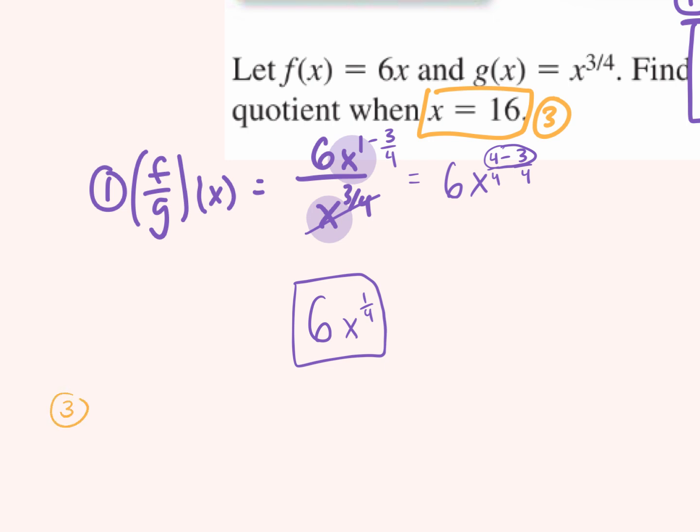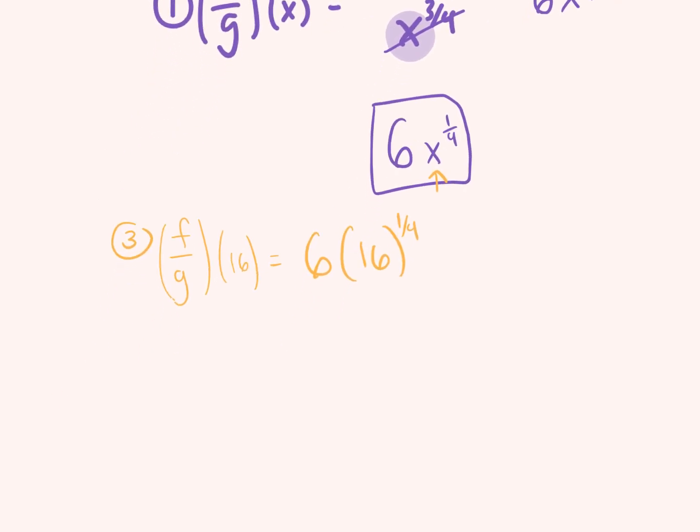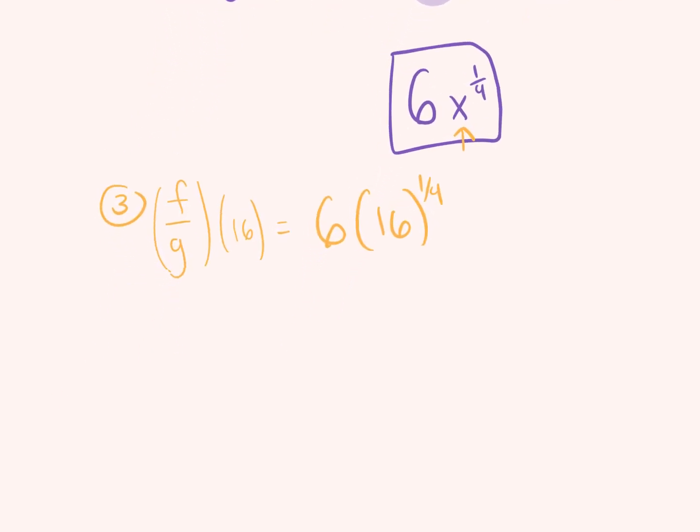The next thing we want to do is plug in 16. So I'm going to skip to the third part of this question and find when x is equal to 16. So f divided by g of 16. So we plug in 16 into our x here. So I have 6 times 16 to the power of 1/4. How can I simplify this? The 4th root of 16 times 6. Perfect. I changed the 1/4 power to be the 4th root because 4 is my index. So this is 6 times the 4th root of 16.